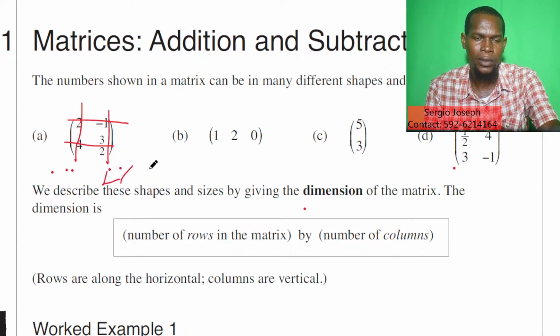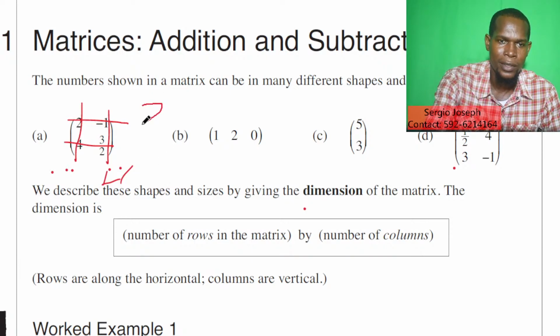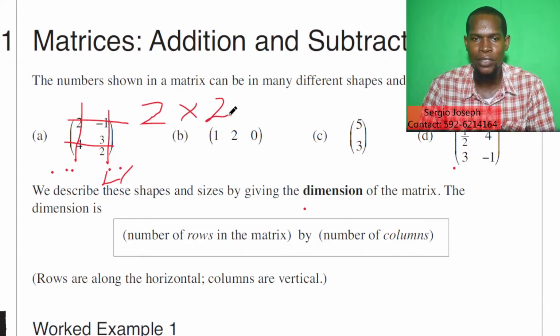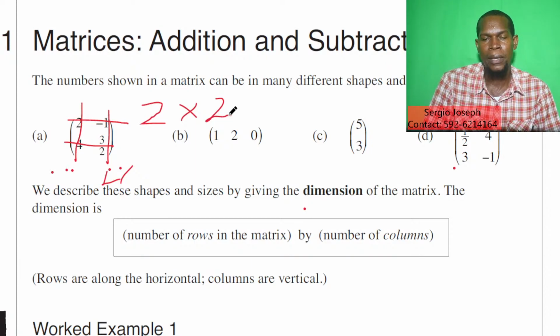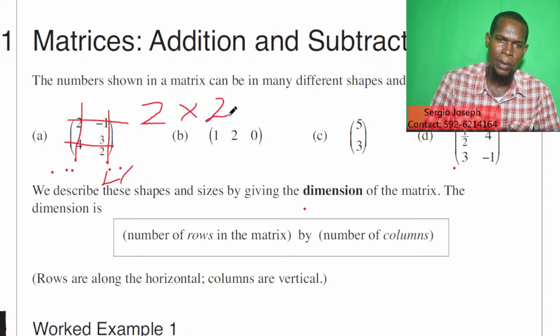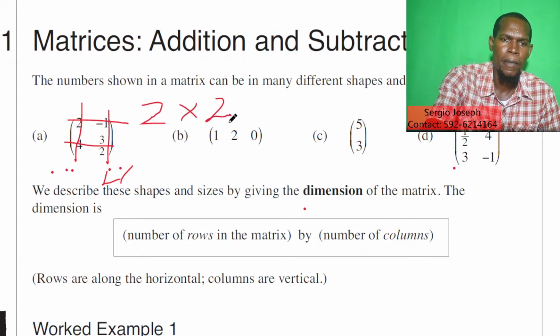Anyhow, this is a 2 by 2. So you might see a multiplication sign, but this doesn't mean 2 times 2. It means 2 by 2, basically describing the matrix to be a 2 by 2 matrix. Another name you hear for this is a square matrix. So all 2 by 2 matrices are usually called square matrices.